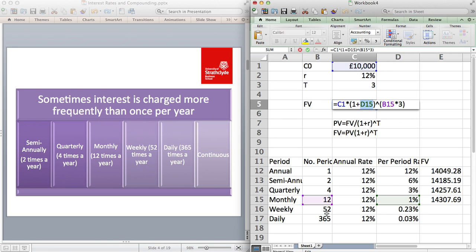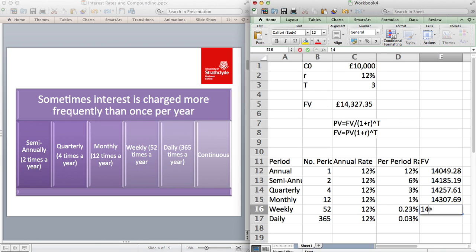You can see it's just the same process. Notice that it's 1 plus 0.23%. How many periods? Oops, something's gone wrong with my machine. Always happens if you're videoing live. It's 52 periods times 3. 52 periods in 1 year times 3 years. That's 14,327.35. And then the final one.